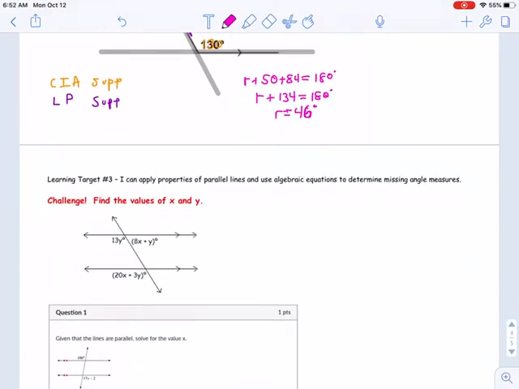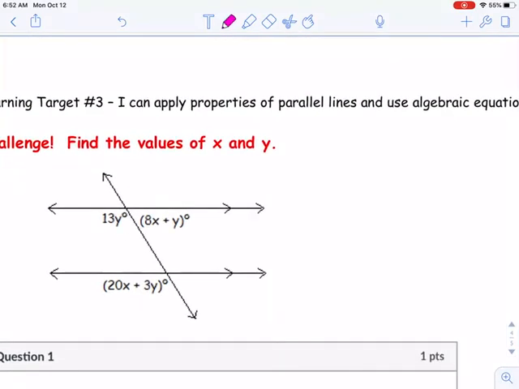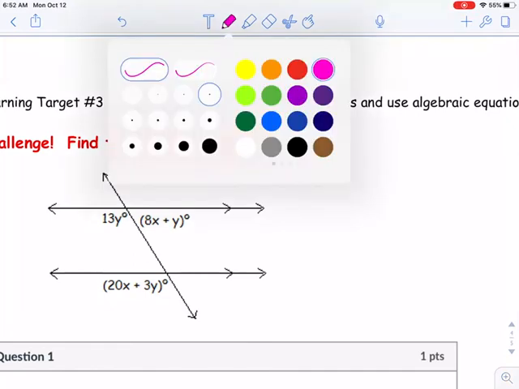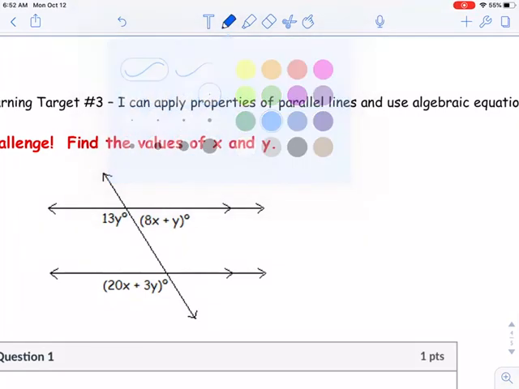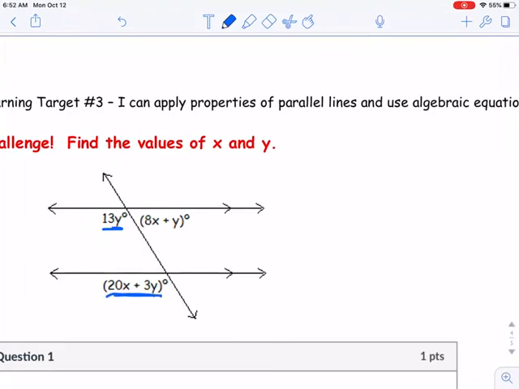All right, and here is another challenge problem. It says find the values of x and y. This is going to be intense on the algebra scale. Lordy, this looks scary. We got to solve for x and y. Well, I don't really know what to do, so let's just start listing things that I know. I know these two blue angles are corresponding angles, so they're going to be congruent. So I'm going to say 13y equals 20x plus 3y.